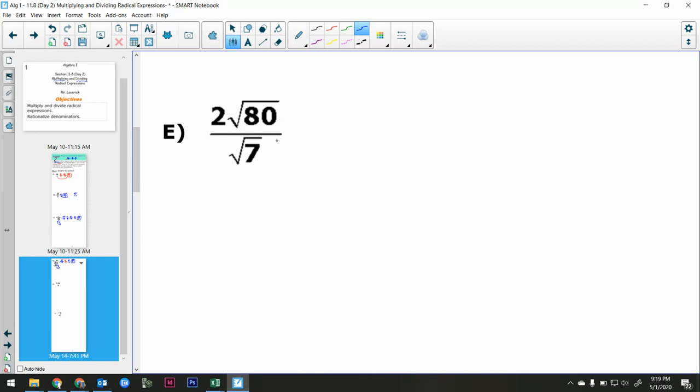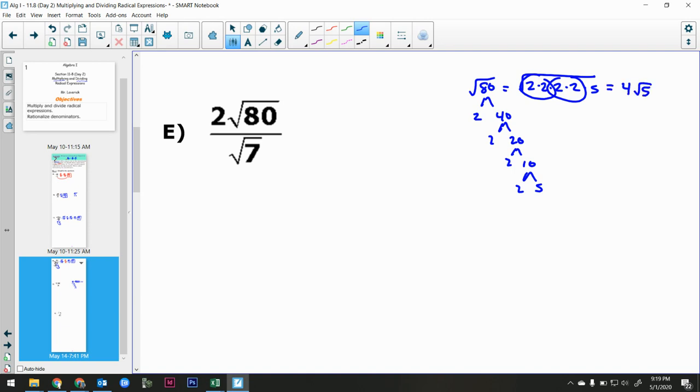First thing that I want to do is I see that now radical 7 cannot be reduced. That's a prime number, but I know 80 can be reduced. Radical 80 can be reduced into 2 and 40, 2 and 20, 2 and 10, 2 and 5. Okay, so that's square root of four 2s and a 5. Buddies and buddies make a 4 radical 5.